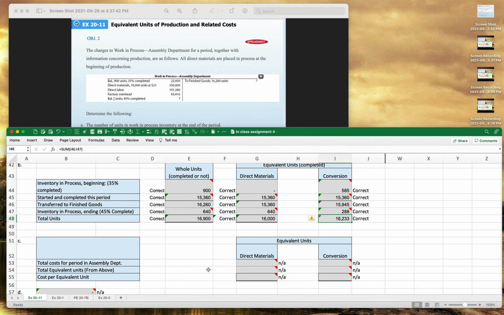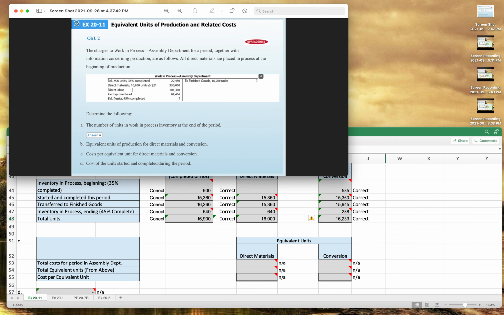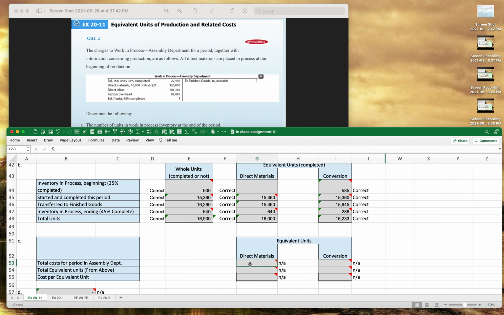Let's start with the total cost for the period in the assembly department. This is given to us up here. They tell us that the total cost for the period in the assembly department was $336,000 as far as direct materials were concerned. And that's all they're asking us for in this cell, so I'm just simply going to jot that down. $336,000. They also ask us for the total cost for the period in the assembly department pertaining to direct labor and factory overheads, aka conversion cost.